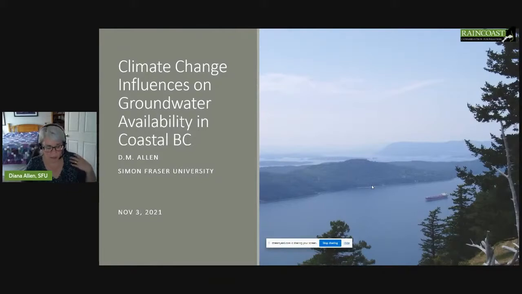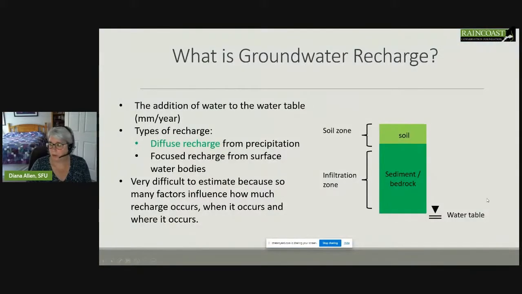Okay, so today I'll talk very briefly about climate change influences on groundwater availability in coastal BC. And I'm going to start off by answering the question, first of all, what is groundwater recharge? Because there's been a lot of interest in groundwater recharge from a water budget perspective. So groundwater recharge is the addition of water to the water table, and we measure that in millimeters per year.